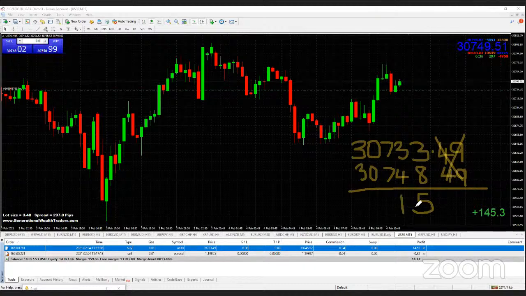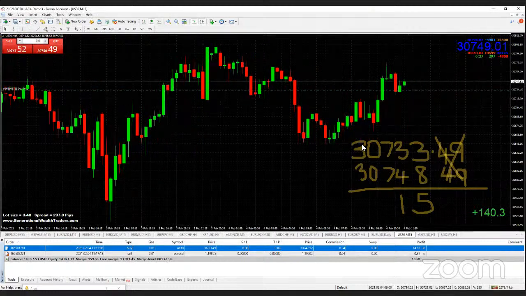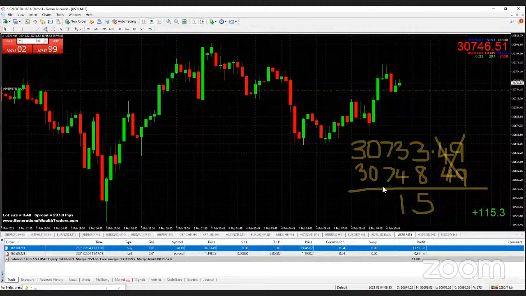Now, bear with me, guys. I'm sure you know what I mean. You know what? Let's do it differently. So that I know, in maths we will place the bigger number on top, isn't it? But I'm sure you know what I mean. So basically, the price moved from this to that. 15 pips. Let's just leave it at that.